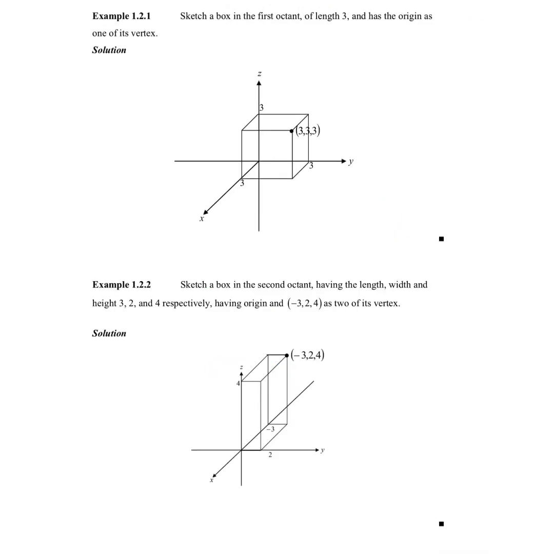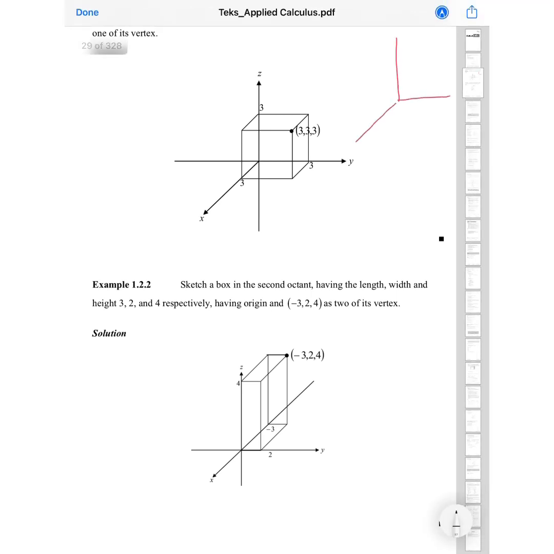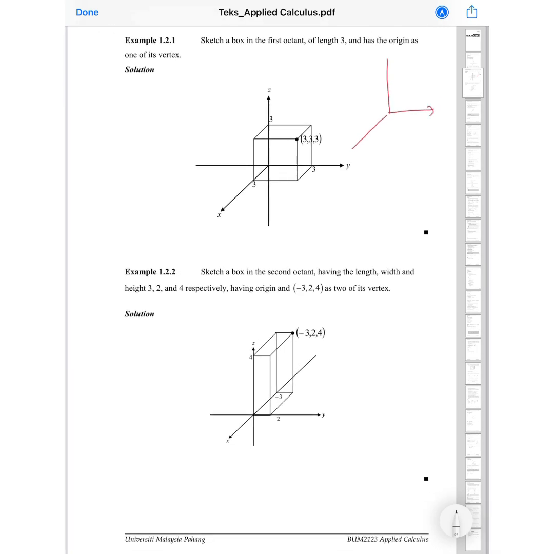Let us look into this first example. Example 1.2.1. Sketch a box in the first octant of length 3 that has the origin as one of its vertices. So this is the answer. How do you get the answer? For example, if I sketch a box like this one, first I draw my three-dimensional coordinate system, and then length 3 means x is 3, y is 3, z is also 3, and the origin is one of its vertices.